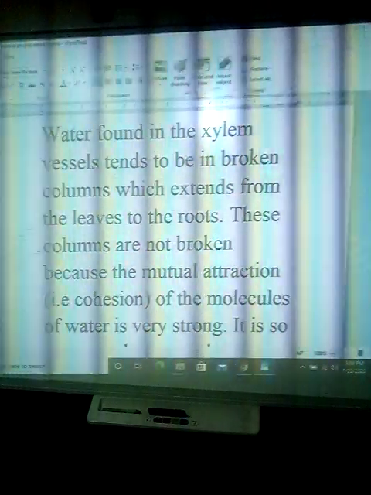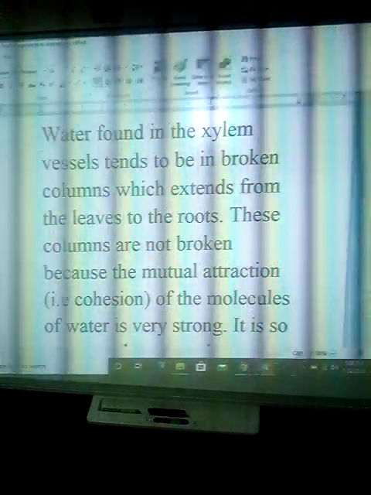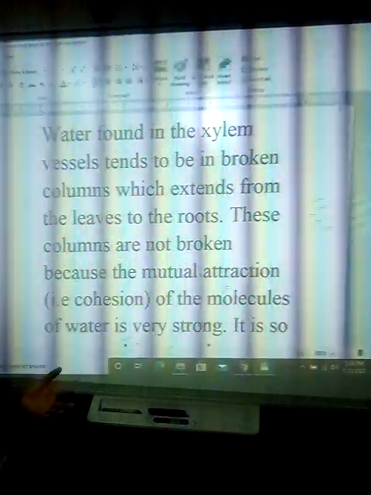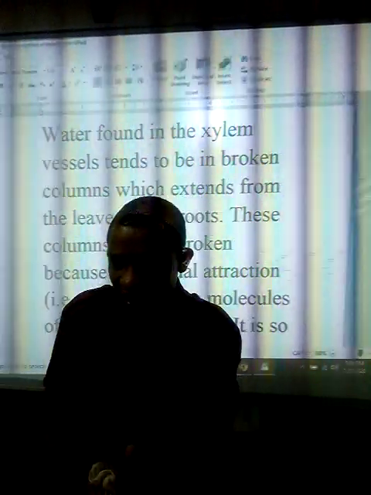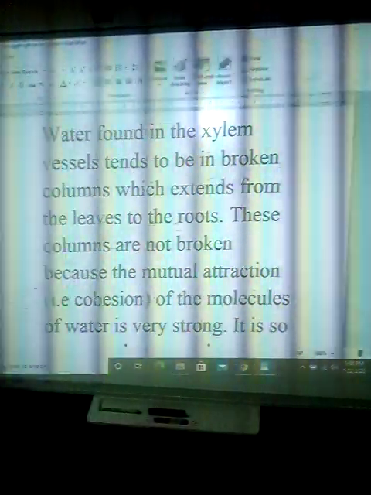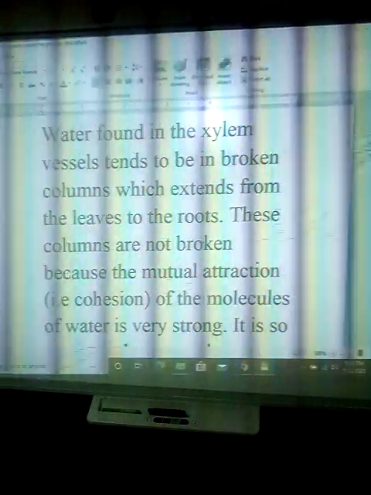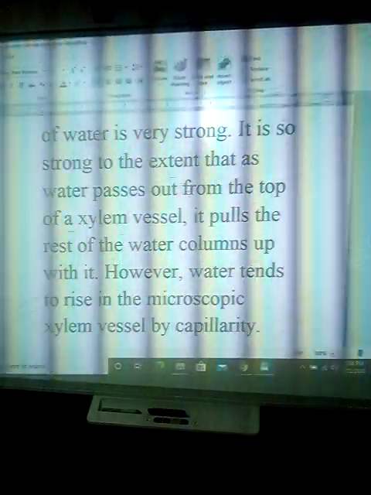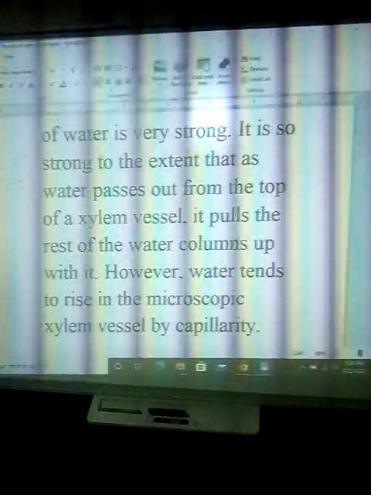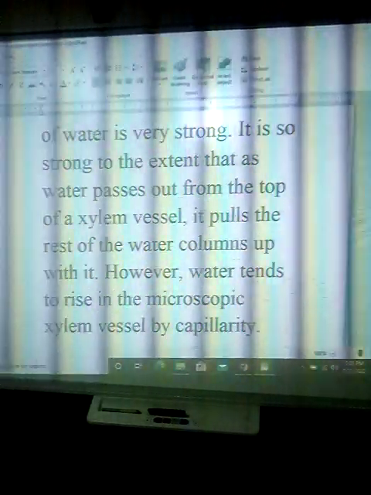So as it moves from the leaves, it gets into the roots. These columns are not broken because of mutual attraction, which we call cohesion. The force of cohesion is the force of attraction between substances that are similar, while the force of adhesion is between dissimilar substances. The mutual attraction of the water molecules is so strong that as water passes out from the top of a xylem vessel, it pulls the rest of the water molecules up with it.